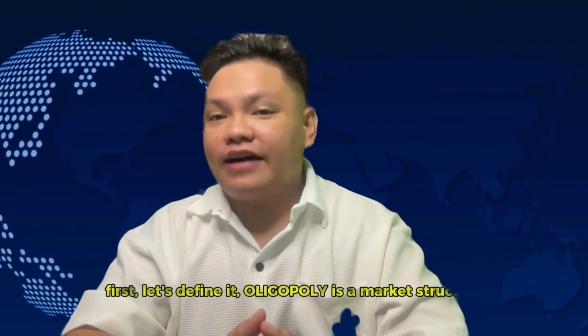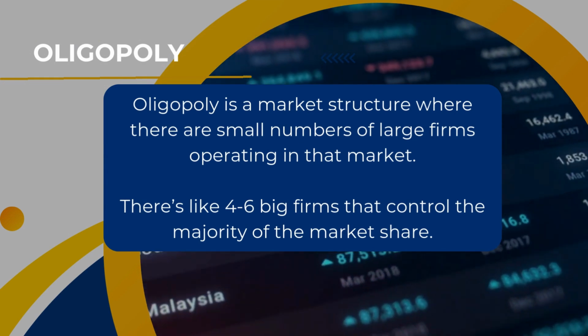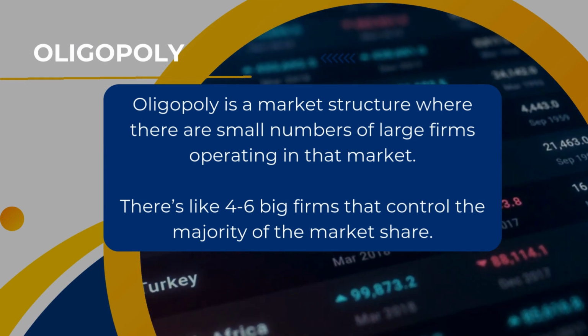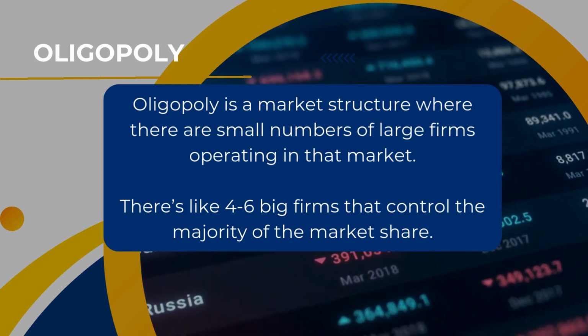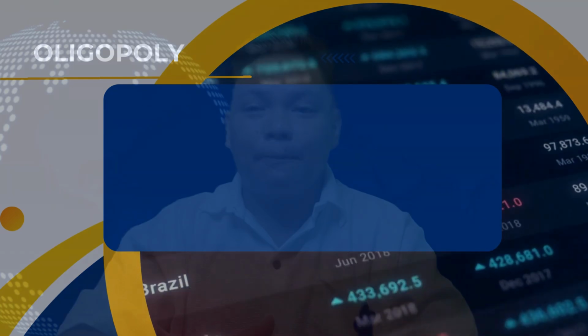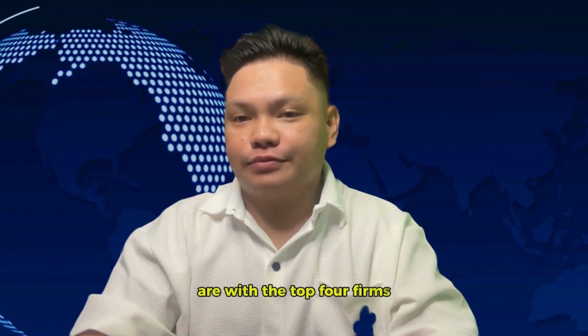First, let's define it. Oligopoly is a market structure where there is a small number of large firms operating in that market. There are like 4 to 6 big firms that control the majority of the market share. Approximately 50% of the market is held by the top 4 firms.